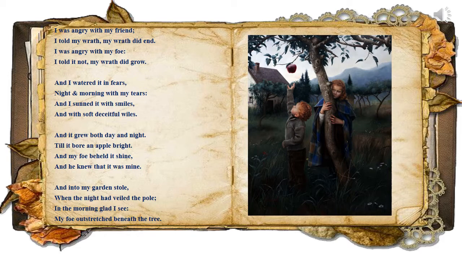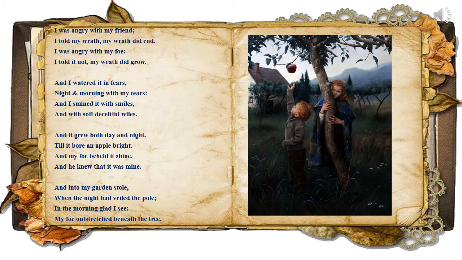And I watered it in fears, night and morning with my tears. And I sunned it with mild and with soft deceitful wiles.